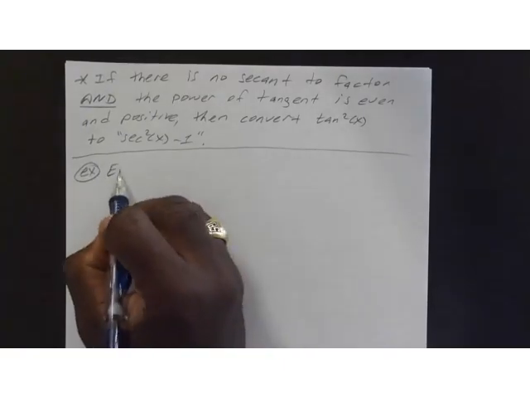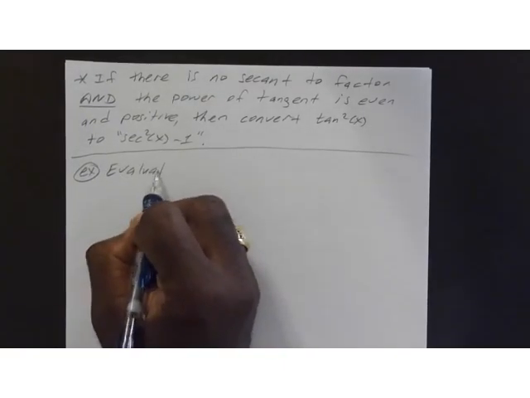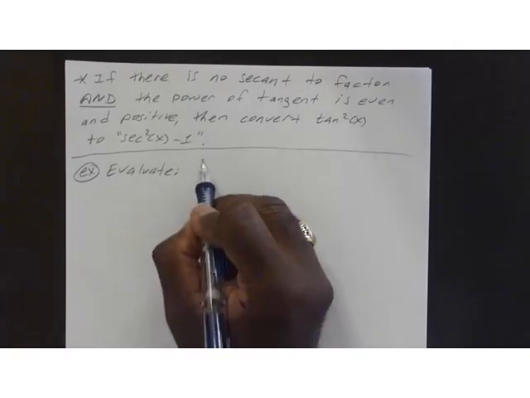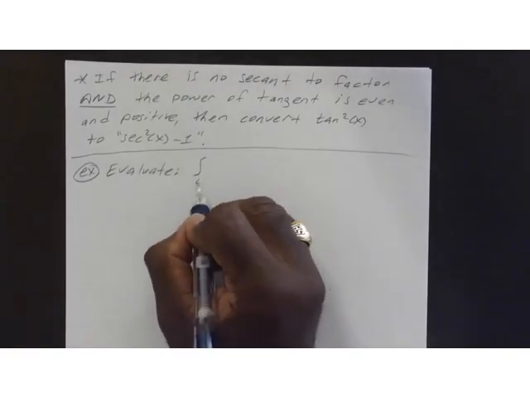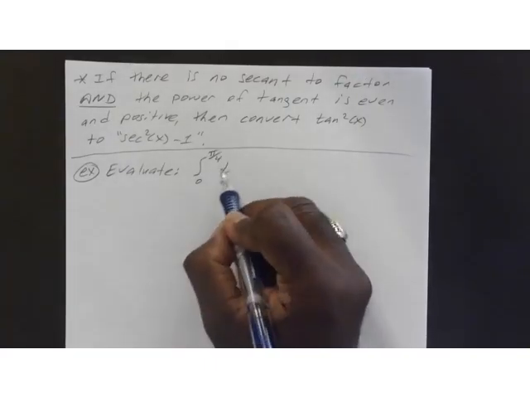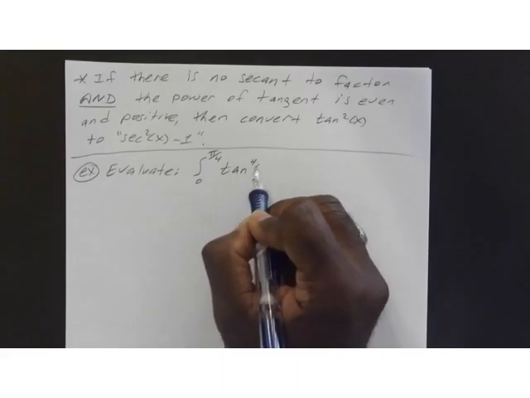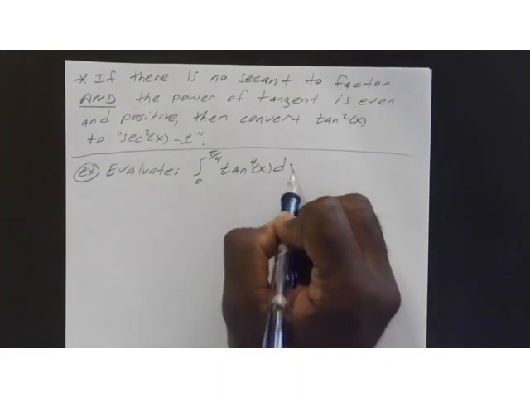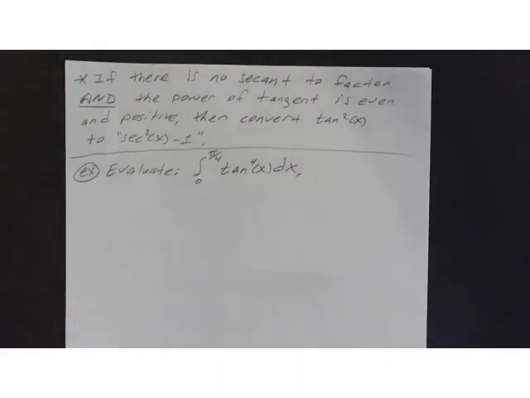So what if we wanted to evaluate the integral from 0 to pi over 4 of tangent of x to the 4th power with respect to x? I did not notice how many tangent of x to the 4th powers I had. I was just randomly grabbing examples.